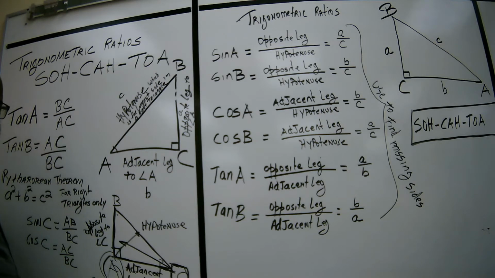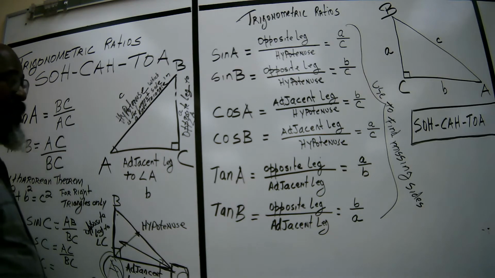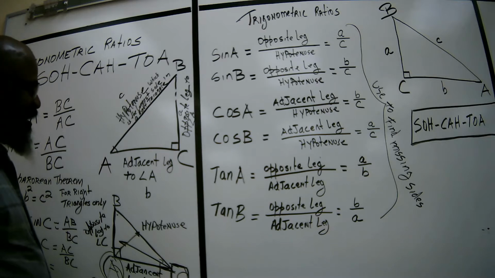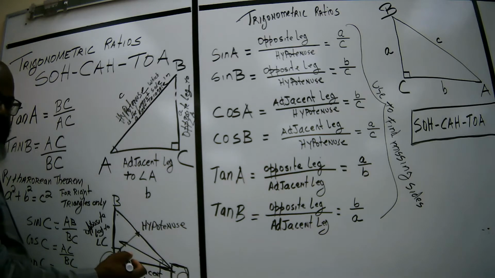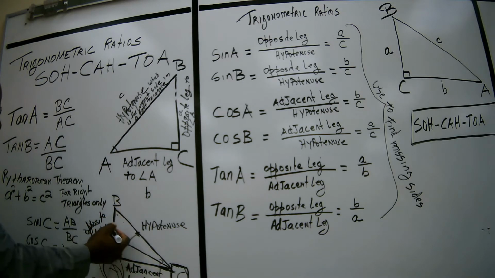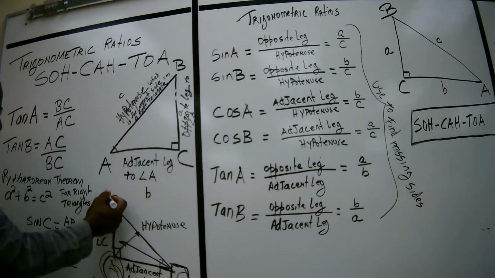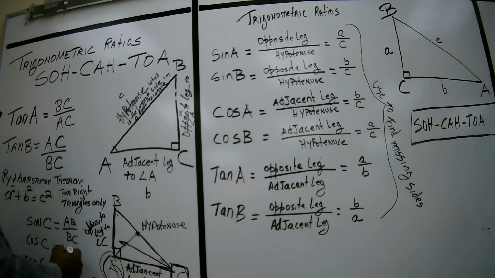So this is the function we're going to focus on, which is the tangent of C. Tangent is the opposite leg over the adjacent leg. It doesn't have anything to do with the hypotenuse. In this case, my tangent of C will be side AB, whatever the length is, over side AC. That will be tangent of C.